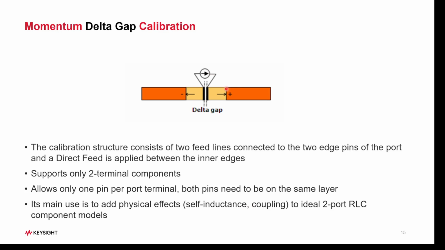So you want to have a gap because you have your resistor, but if you open the structure there and then you're forced to put an ideal resistor in there, this effect will not be modeled. So this is what the delta gap calibration does for you.